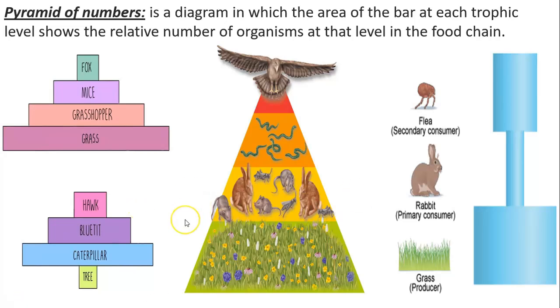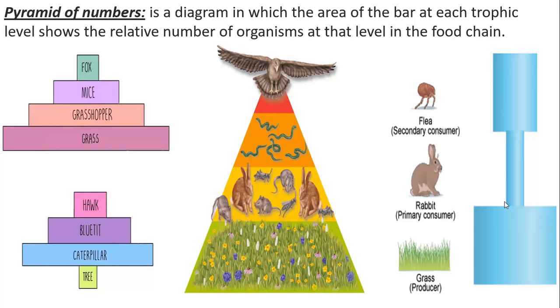So there is a problem with the pyramid of number. Here in grass, it is a lot. But what if the producer is just one tree? So what will you see? You will see it looking like this. The tree represented as 1, and then the caterpillars with their big number, and then you will see the numbers changing, as you can see here, for example.